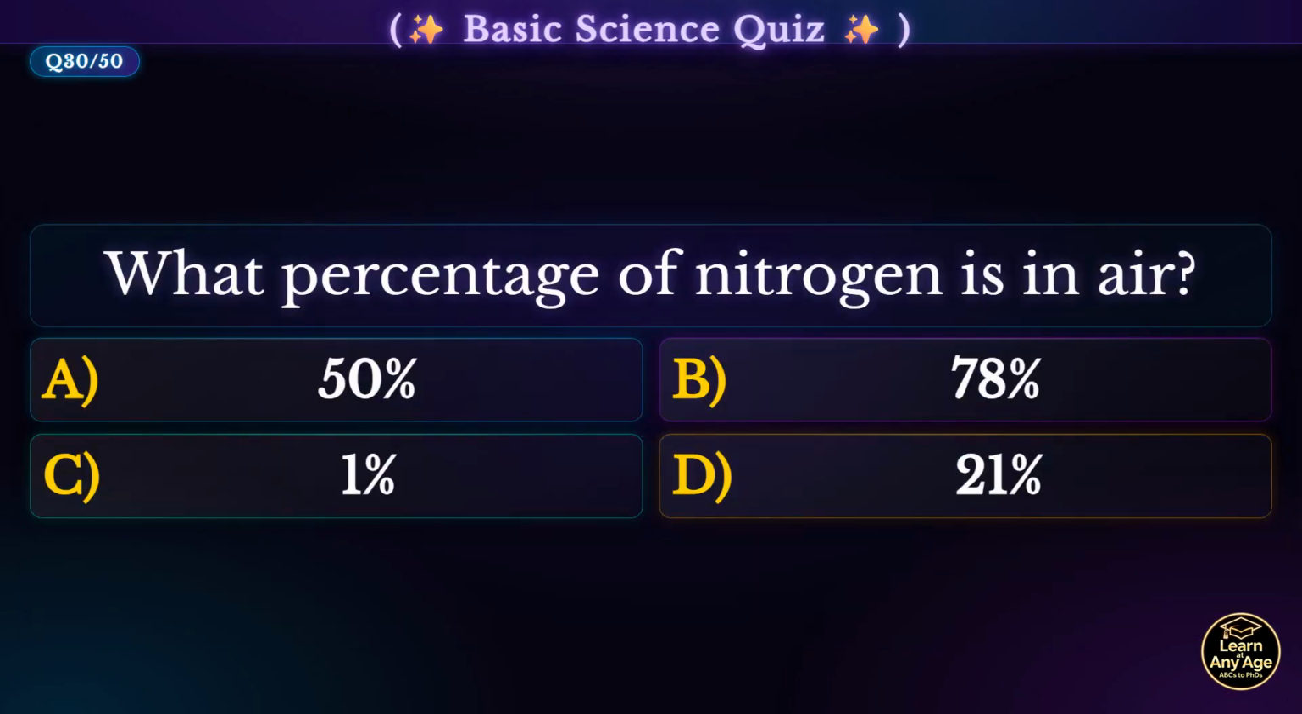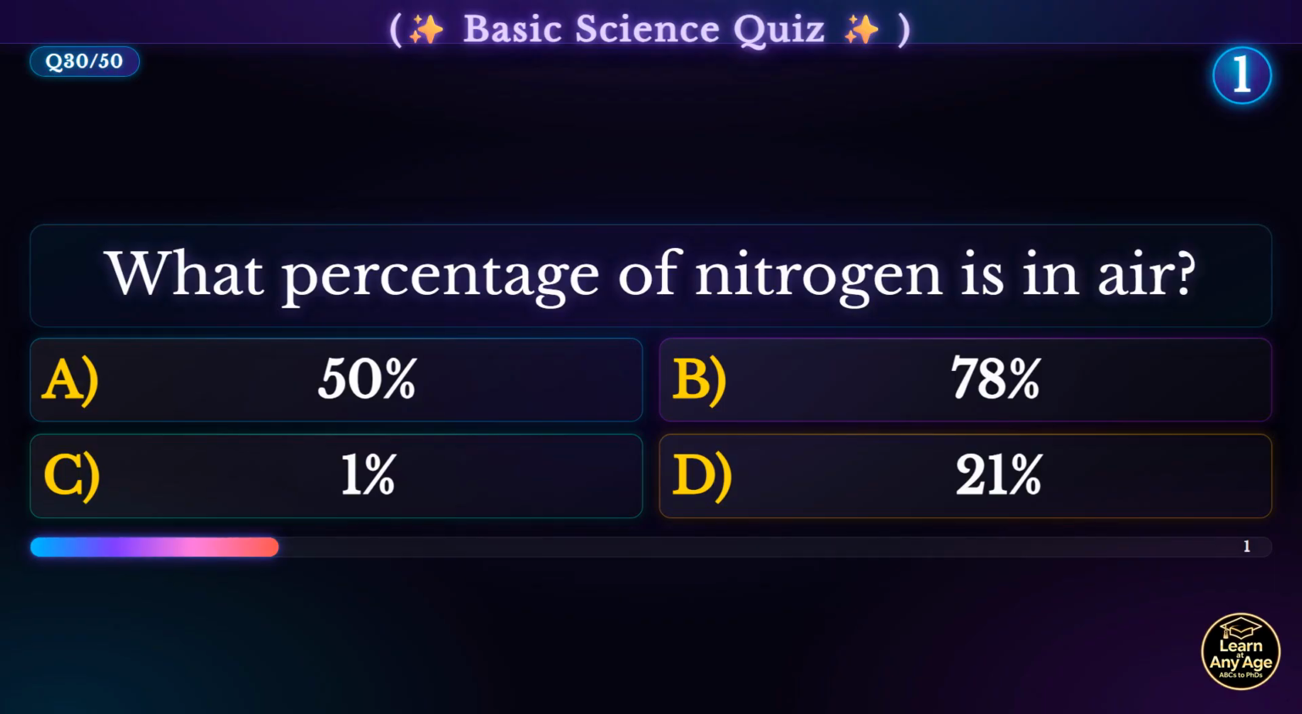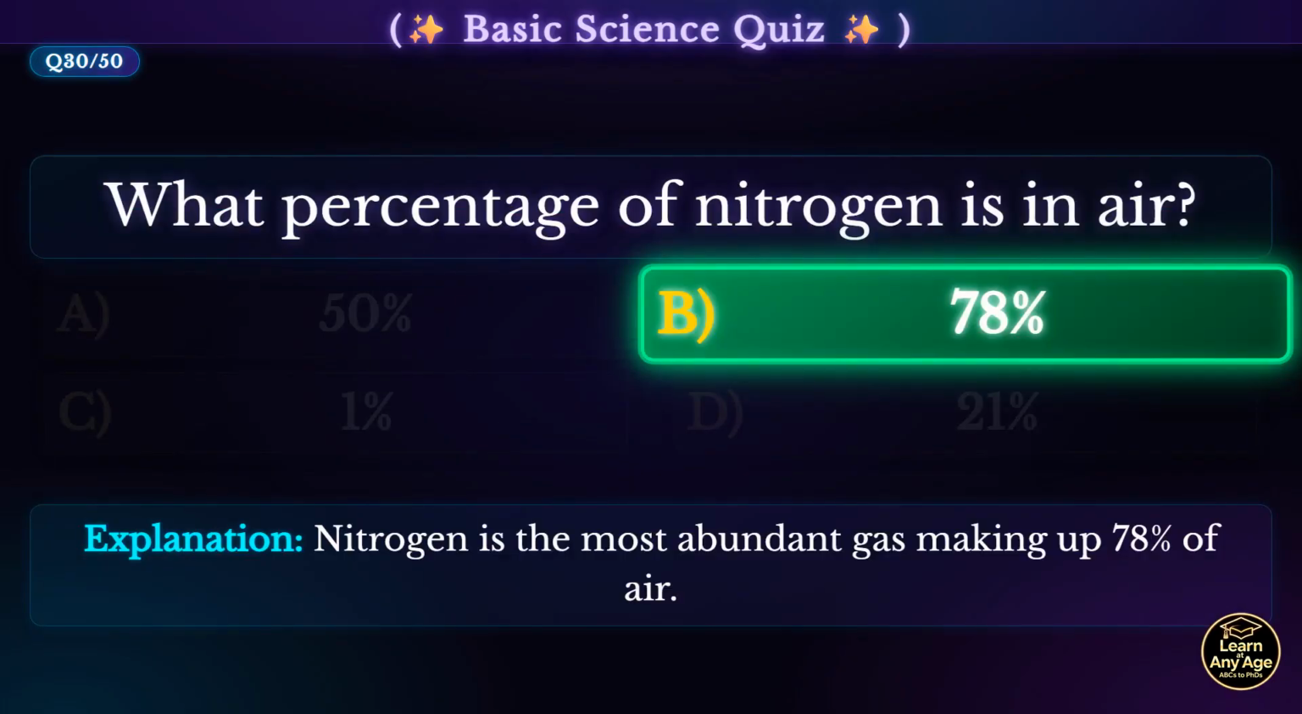What percentage of nitrogen is in air? 50%, 78%, 1%, 21%. 78%. Nitrogen is the most abundant gas, making up 78% of air.